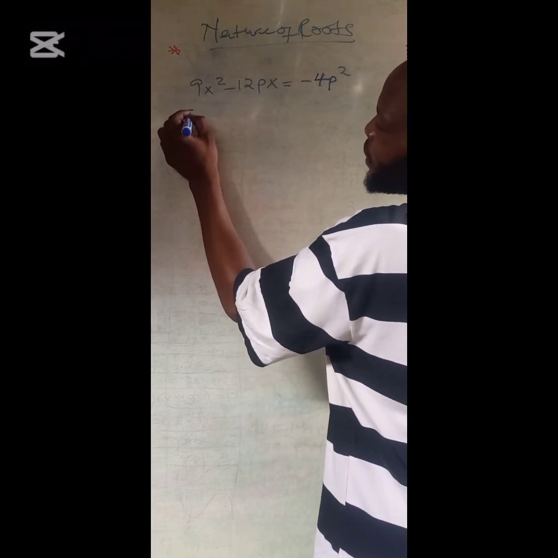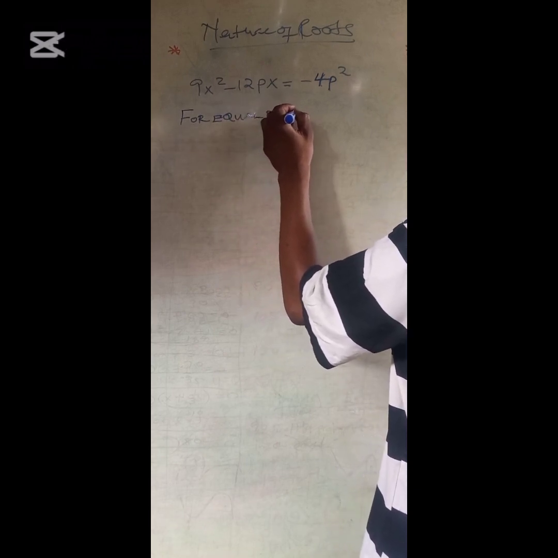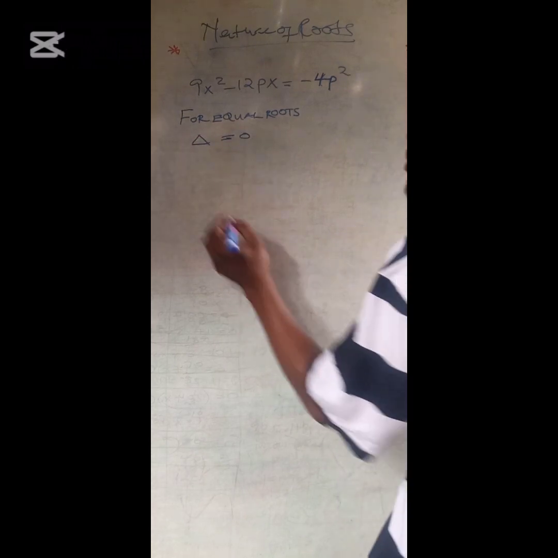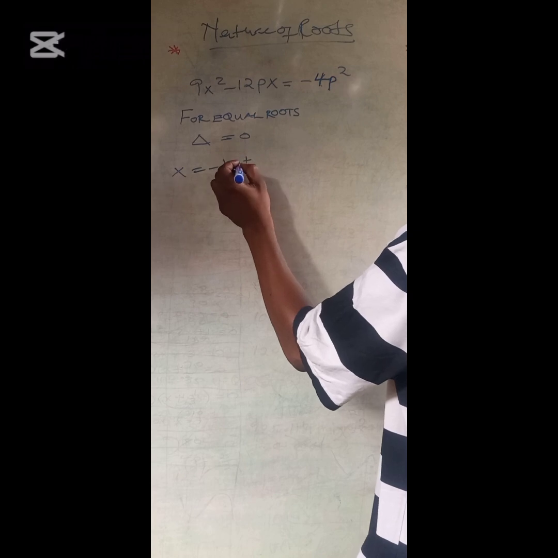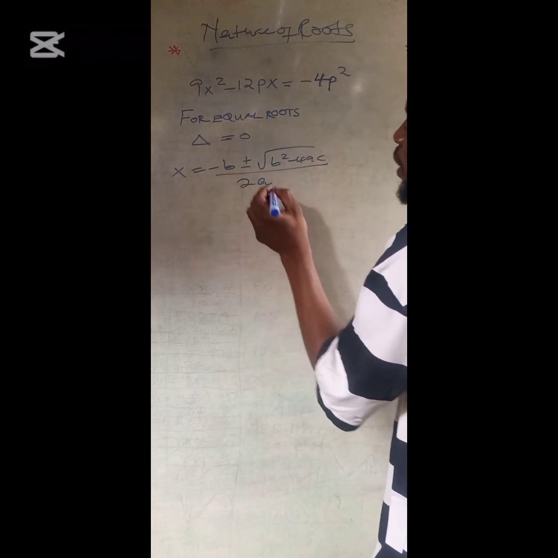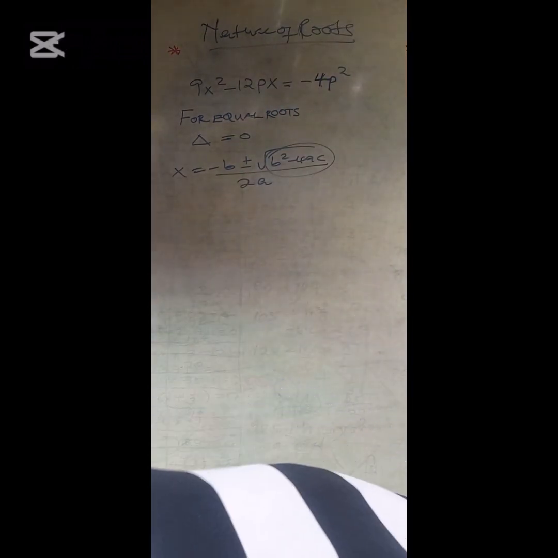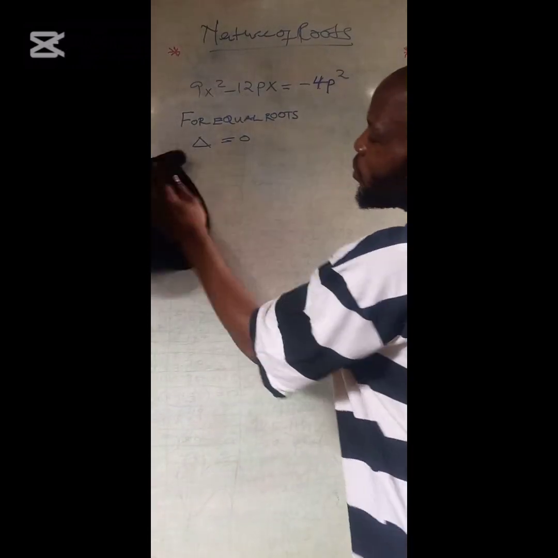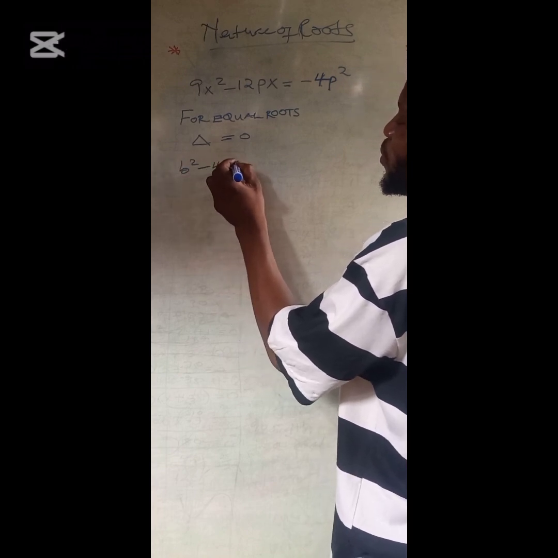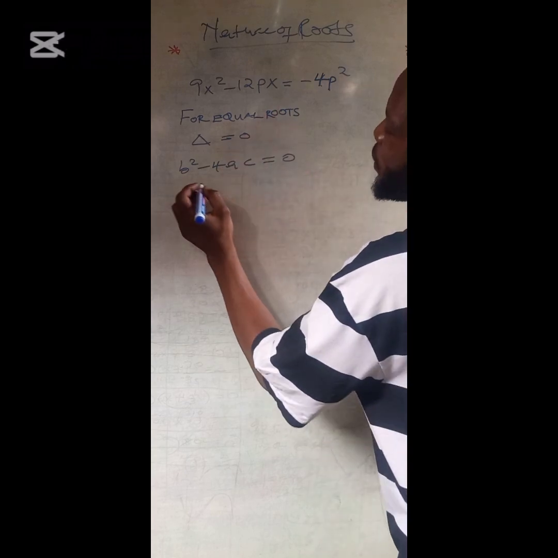So for nature of roots, for equal roots, the discriminant has to be equal to 0. You remember the formula x is equal to minus b plus or minus the square root of b squared minus 4ac, all over 2a, right? This part under the root sign is what we call the discriminant. So the discriminant, which is b squared minus 4ac, has to be equal to 0 for equal roots. So let us put our equation in order.